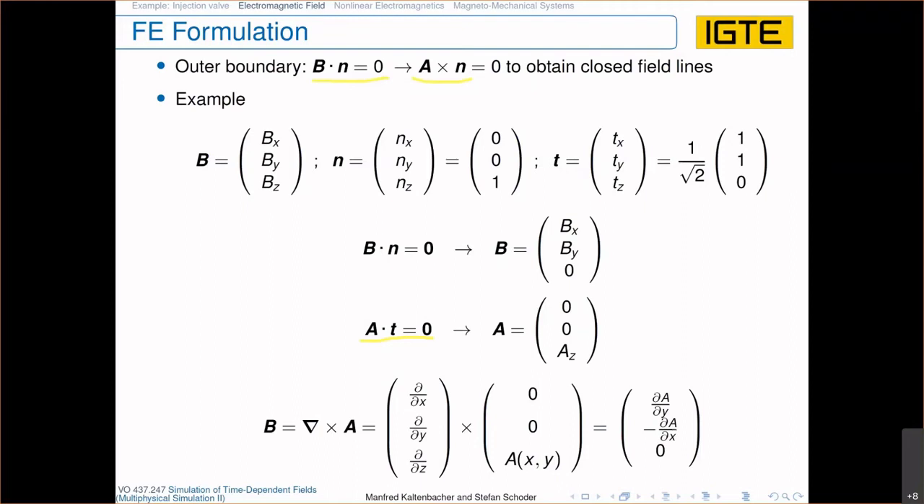Okay, so in this sense, you see what we have to force, and the nice thing for the edge finite element is that on such a surface, which is the outer surface of your computational domain, we always set all our edge degrees of freedom to 0 for the magnetic vector potential. So the magnetic vector potential just can have a component in normal direction, and that forces that we fulfill B dot n equal to 0.